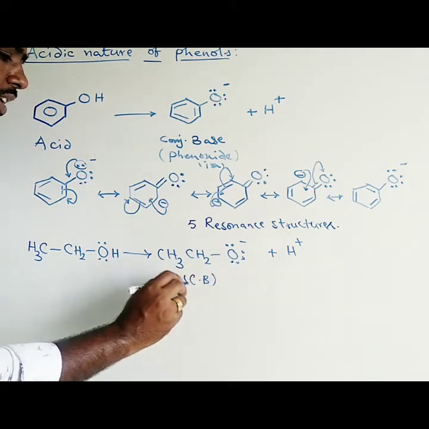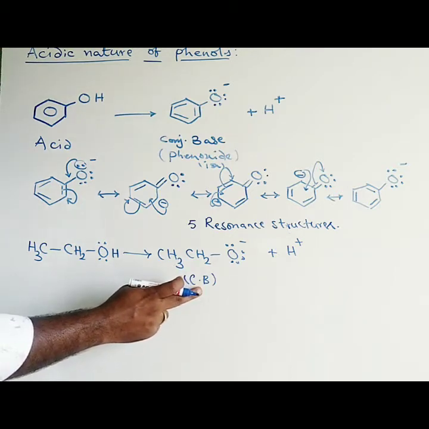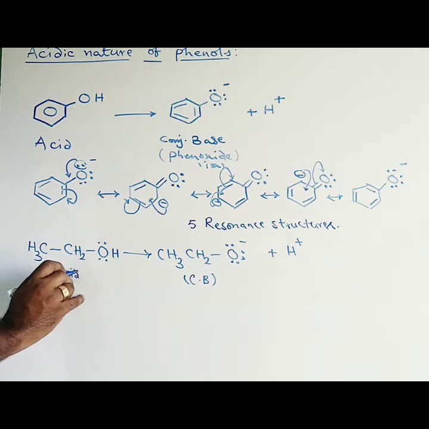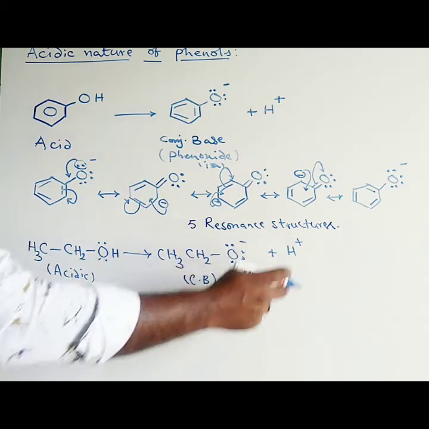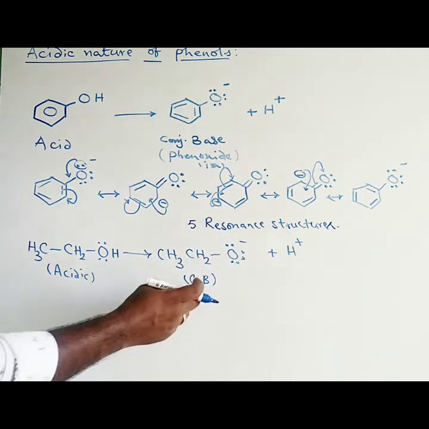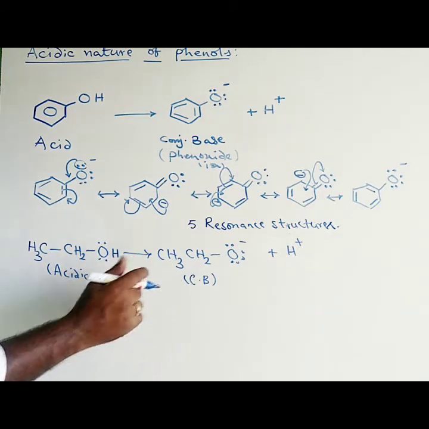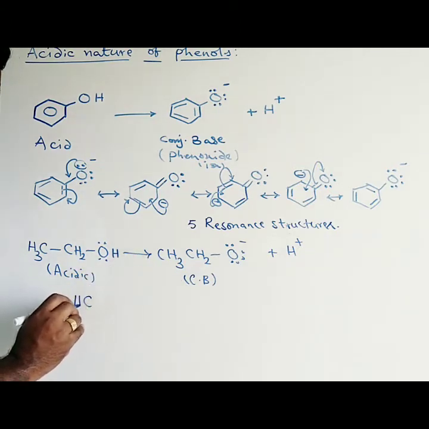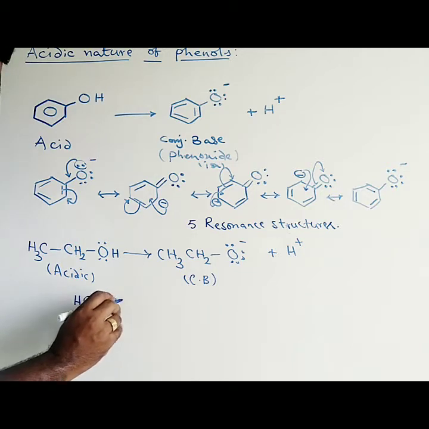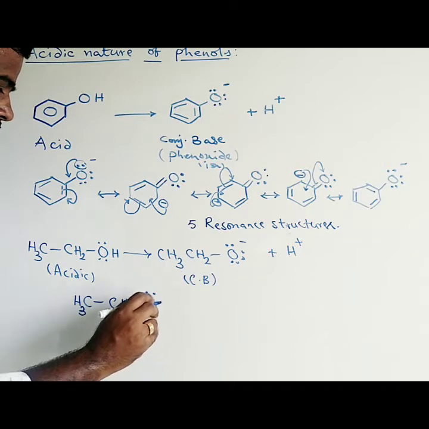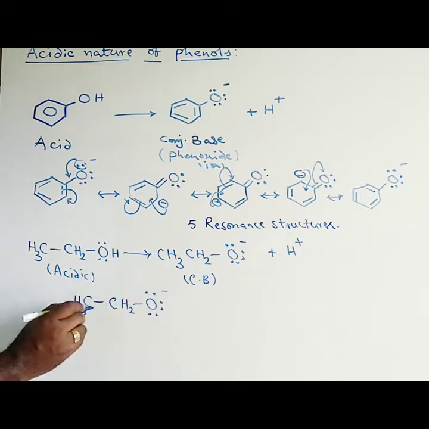As we know, the greater the stability of the conjugate base, the alkoxide, the greater will be the acidic strength. You can say this alcohol is acidic because it is capable of giving us an H plus ion by ionization. But to what extent is this conjugate base stable? Let us check that. If you look at this conjugate base structure, the oxide ion-bearing carbon has a methyl group on it.